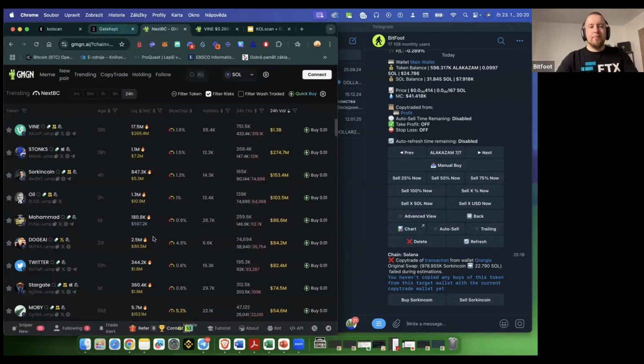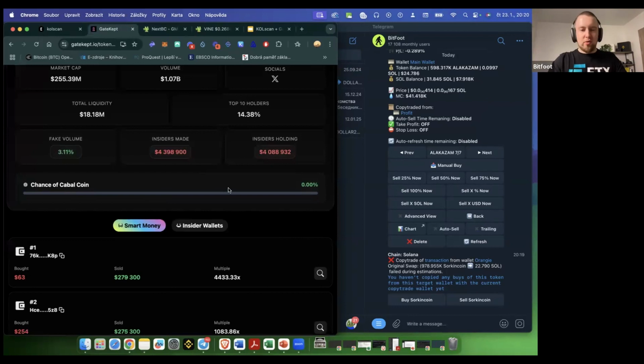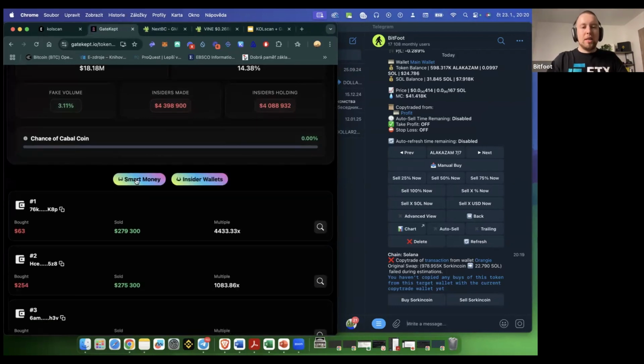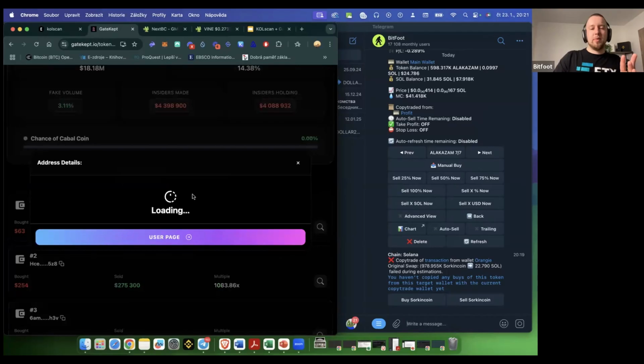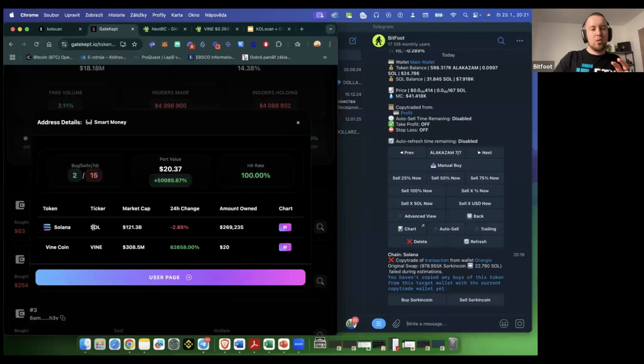So we can see there's zero chance of a rug, and then we can track the smart money. Someone bought it for $63, and he made almost $300,000. So we can again go and check his wallet. I don't think we can see the... yeah. So we can see the Vine coin, what he actually owns, and what he sold it for.